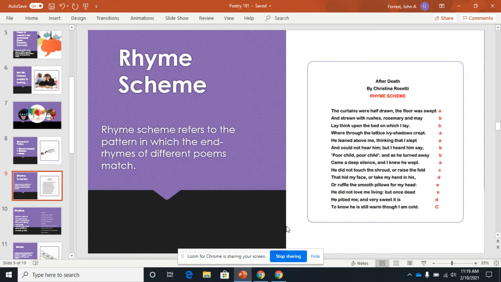The curtains were half drawn, the floor was swept, and strewn with rushes, rosemary and may, lay thinly upon the bed on which I lay, where through the lattice ivy shadows crept. He leaned above me, thinking that I slept, and could not hear him, but I heard him say, poor child, and as he turned away, came a deep silence, and I knew he wept.